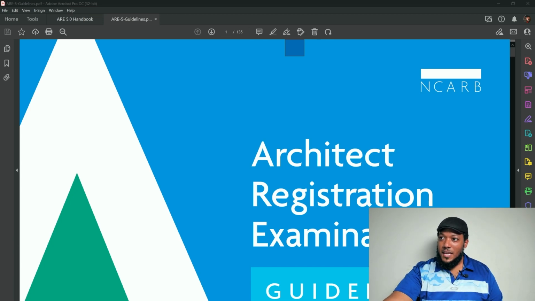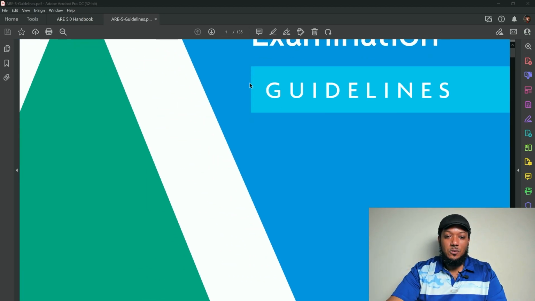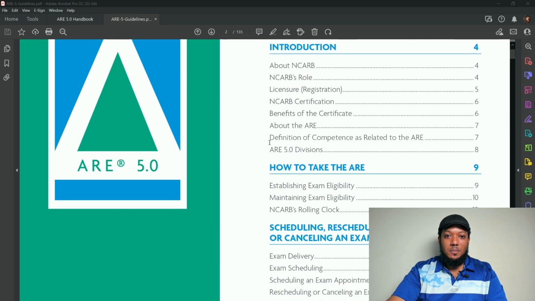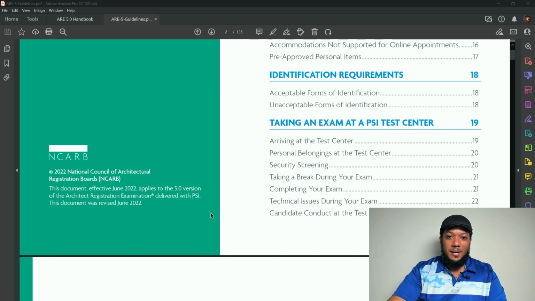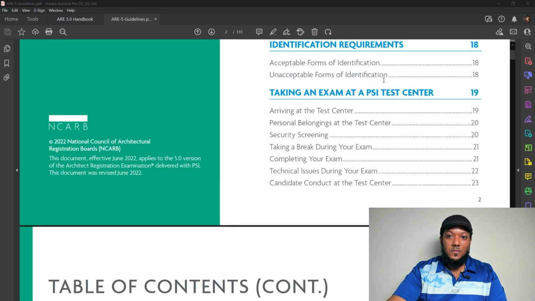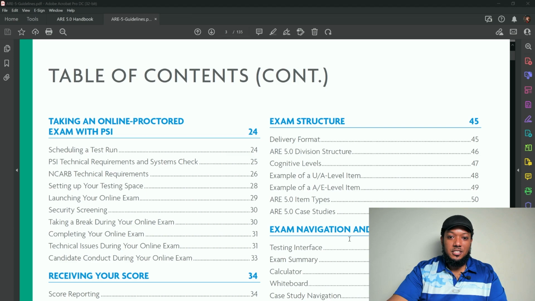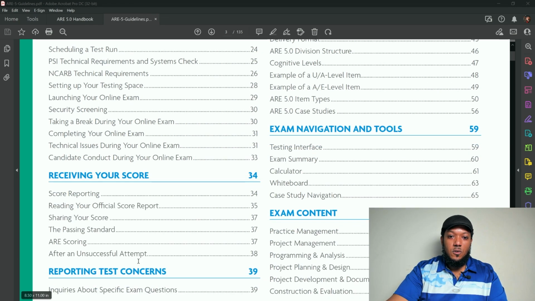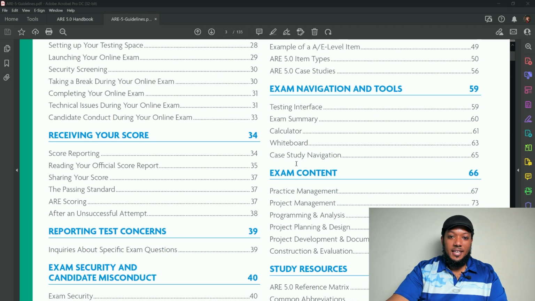First of all, yes, construction evaluation is going to be visible both in the guidelines, and the guidelines is really an NCARB manual that talks about pretty much how to take the exam. It talks about the new format, PSI test centers, the exam structure, exam navigation, receiving the score, etc. And then it actually talks about the divisions really quickly, exam content.